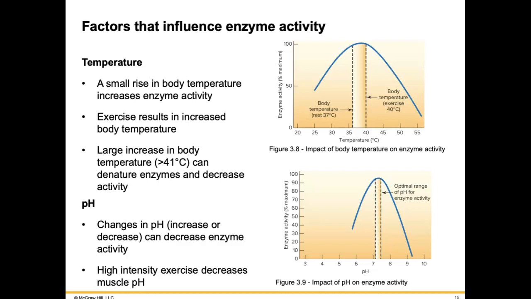This is also why when we are sick, our body temperature rises. One of the reasons is our enzymes can be more productive at higher temperatures. But of course, you don't want that fever to get too high. And then we have pH. So when we have an increase or decrease, that can decrease enzyme activity. So when we do high intensity exercises, that is going to decrease our muscle pH. We will get a buildup of hydrogen atoms. And then you could see in this graph that if we go above, let's say 7.5, we are going to start to see a decrease in that enzyme activity.